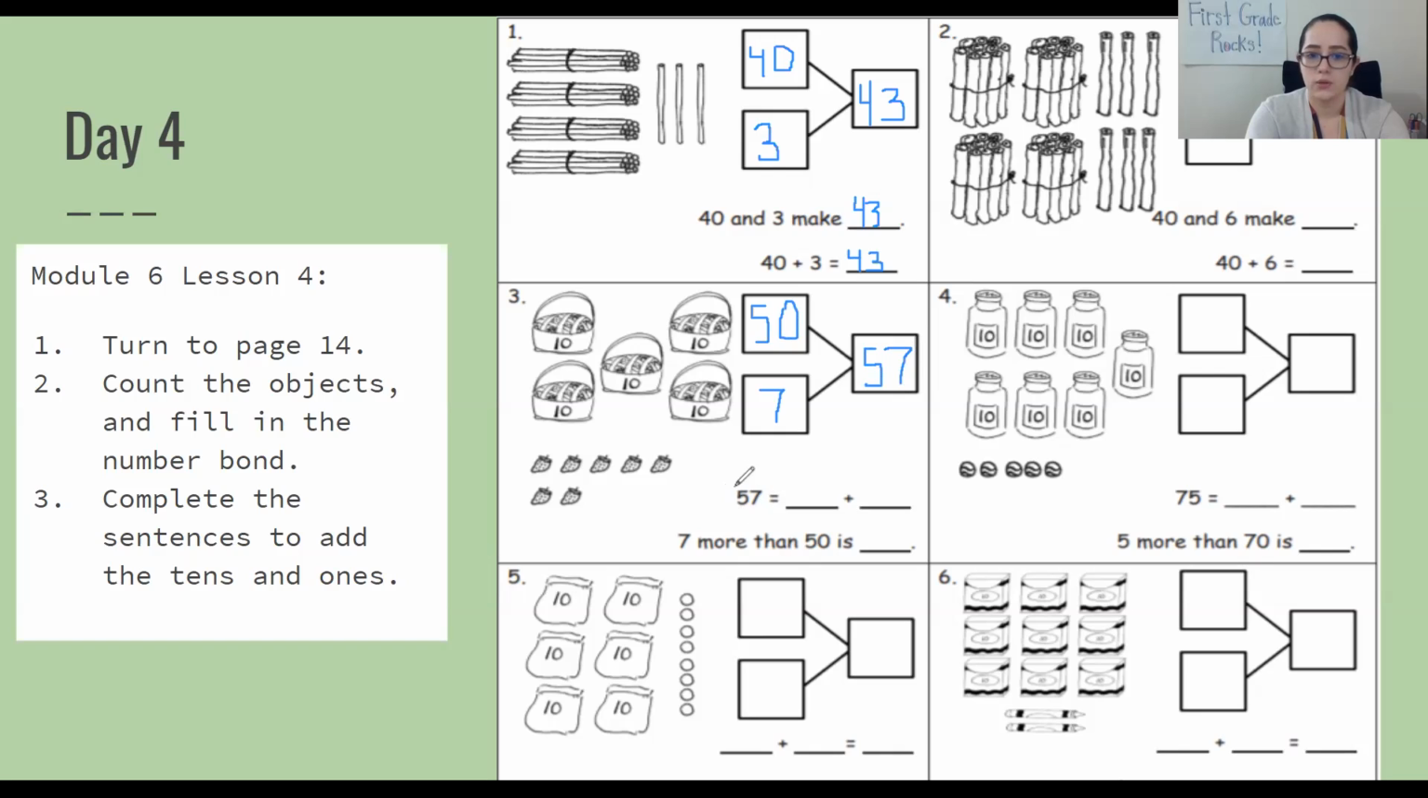Right, so here we start with our total first. So 57 equals 50. This is one of our parts. Plus 7. So 7 more than 50 is 57. That's just another way we can say it.